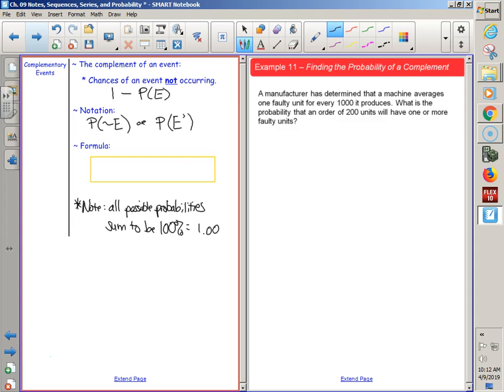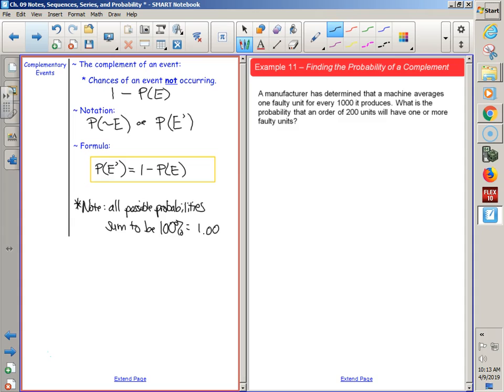So with this notation, I'll use the book's notation, the probability of the complement of an event occurring is 1 minus, or 100% minus, the probability of the event occurring. Let's look at this example and see why on earth this could be helpful.